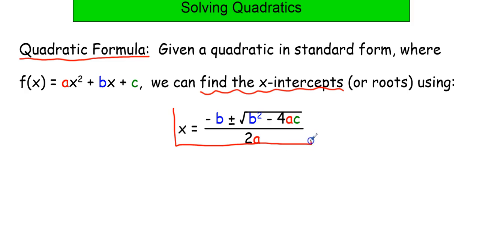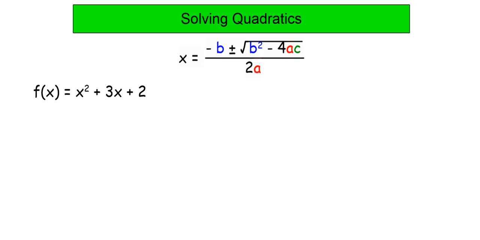But it turns out that if we use this formula based on the coefficients of these terms up in our standard form quadratic, we can find the x-intercepts. And where this is nice is when you have non-factorable quadratics, but it also works for factorable quadratics. So we're going to look at the ones that we just looked at.